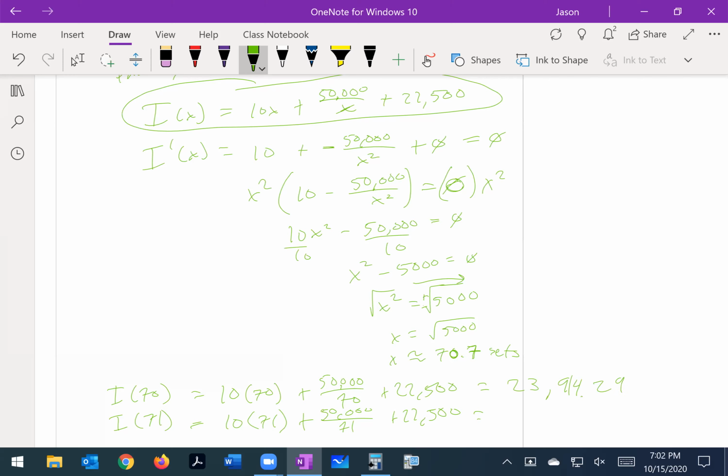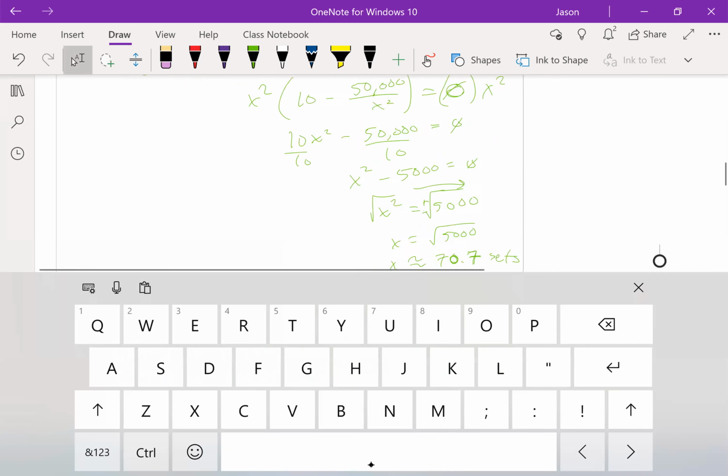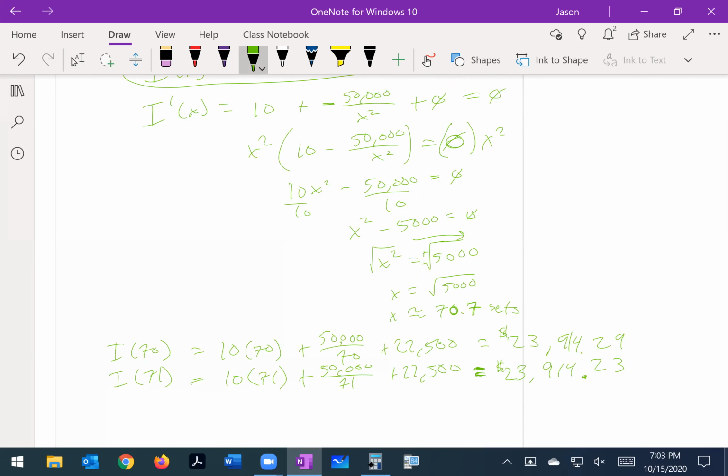I will get 23,914.29 for 70. That's the total inventory cost for the year. If I plug in 71, I will get 23,914.23, 6 cents less. I could probably eat the 6 cents, but it's all good. So that's 6 cents less.